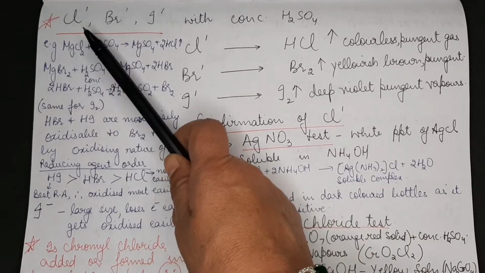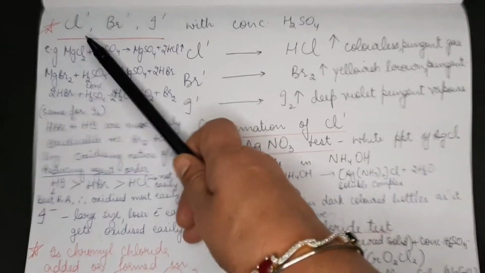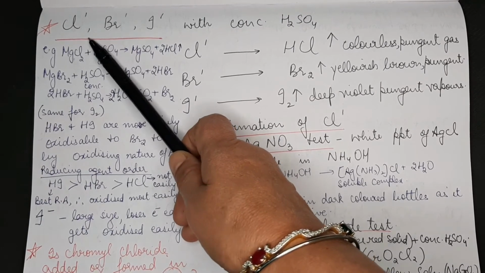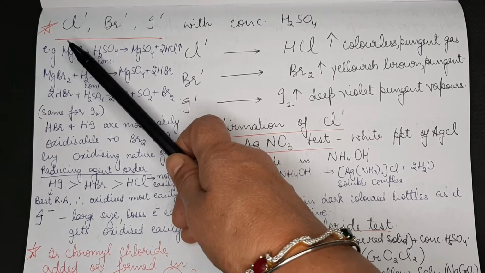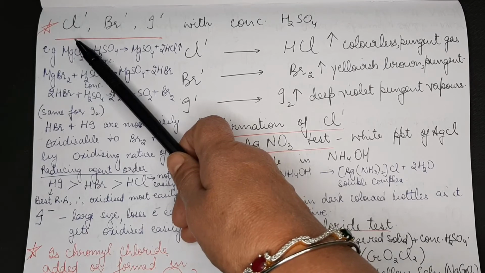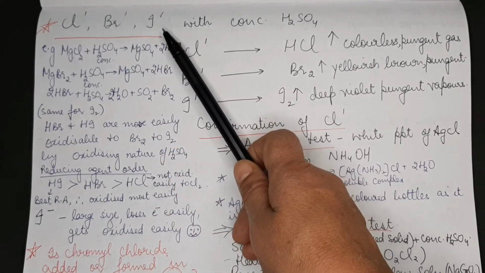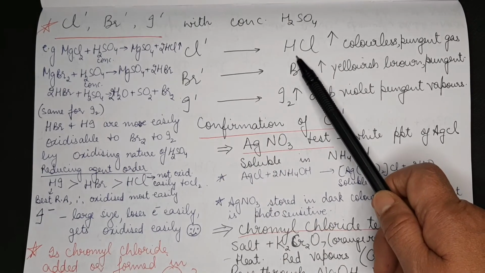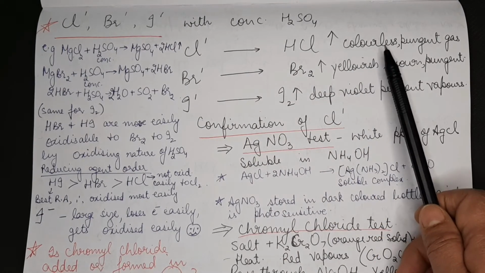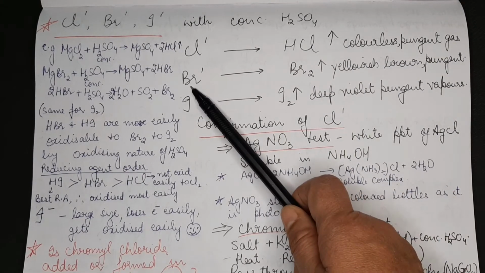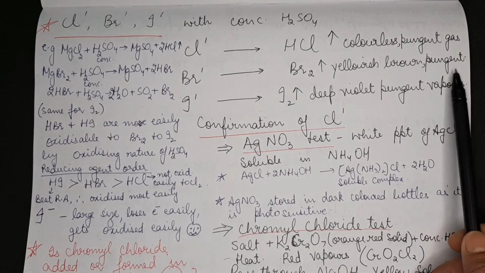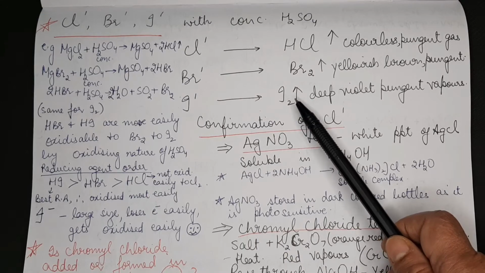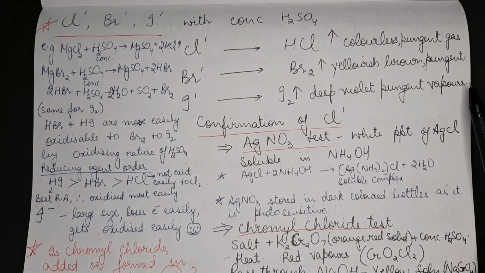Now next, very important ions, again for your MCQs, JEE, for all kinds of exams and your practical viva. Everything regarding this is important, so please stay tuned and listen very carefully. Chloride, bromide, iodide with concentrated sulfuric acid. For chloride, we get liberation of HCl gas, which is observed as a colorless pungent gas. For bromide, it's yellowish brown vapors due to bromine, and iodide gives iodine, deep violet pungent vapors.